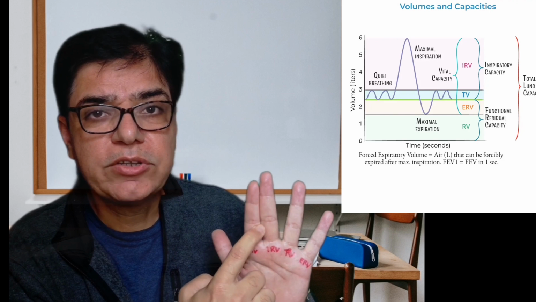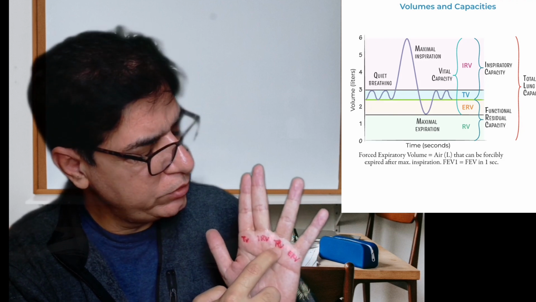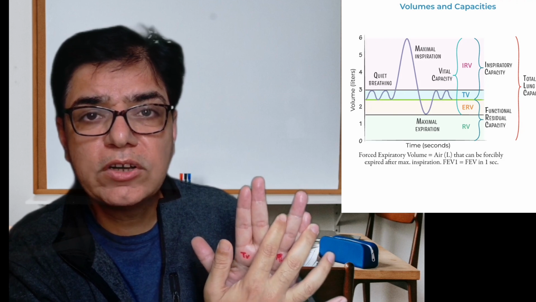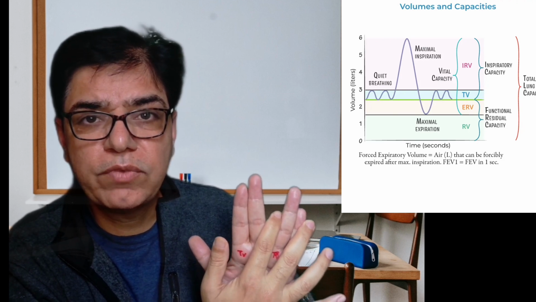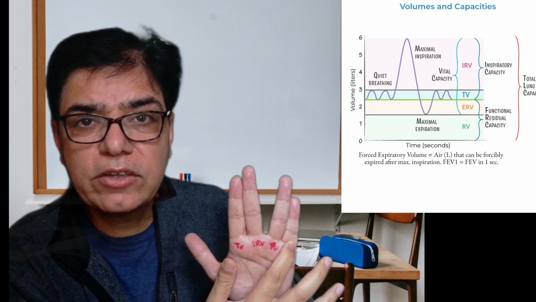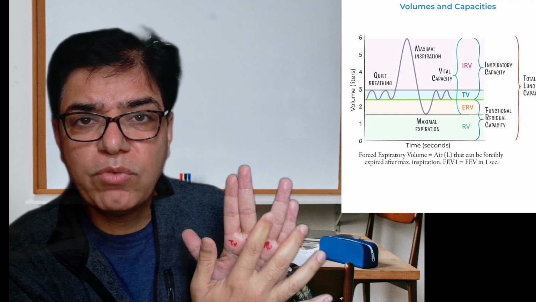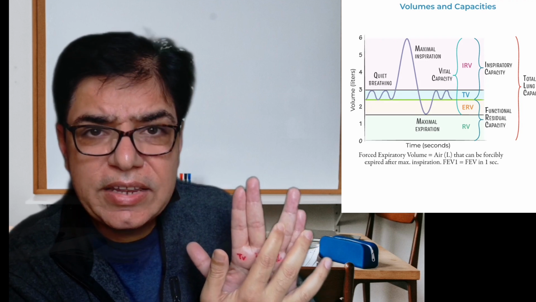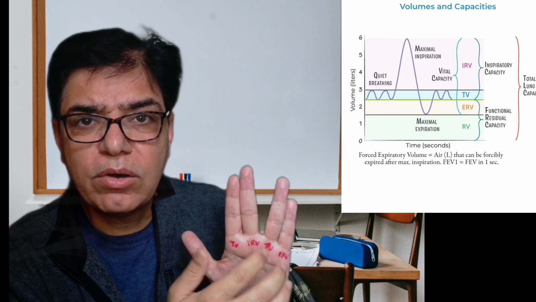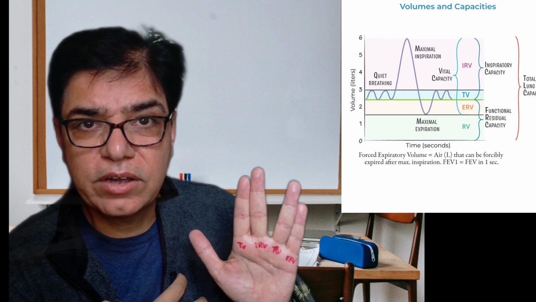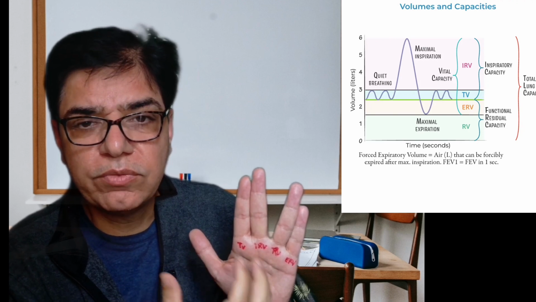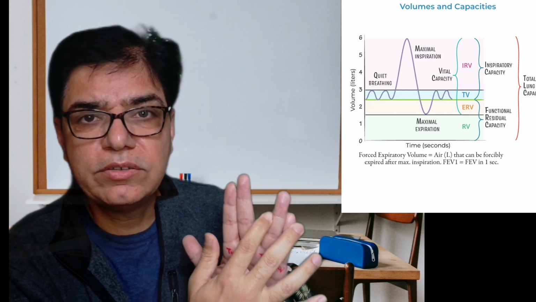Now, if I combine the residual volume with the expiratory reserve volume, these two fingers, that is known as your functional residual capacity. Functional residual capacity is the volume of air left in the lungs at the end of a normal exhalation. So when you normally exhale, you still have air inside. That is the equivalent of your residual volume plus the expiratory reserve volume, and that becomes your functional residual capacity.